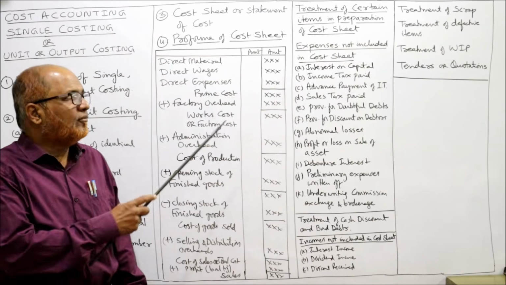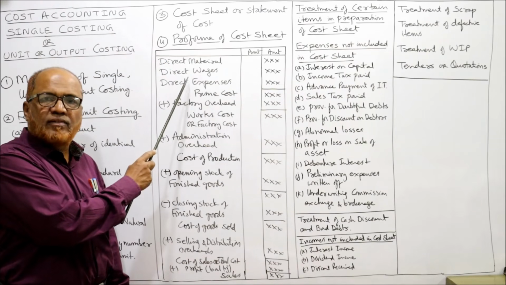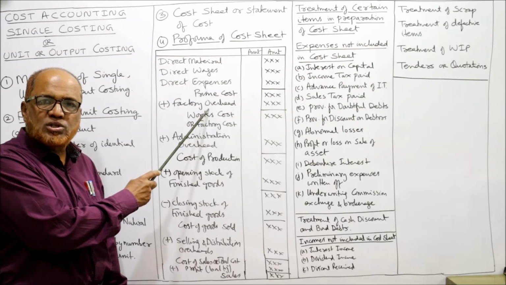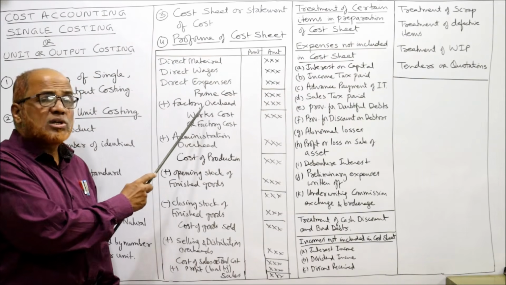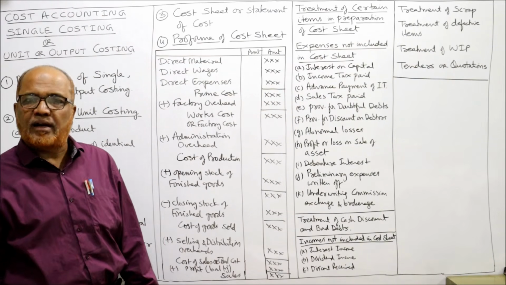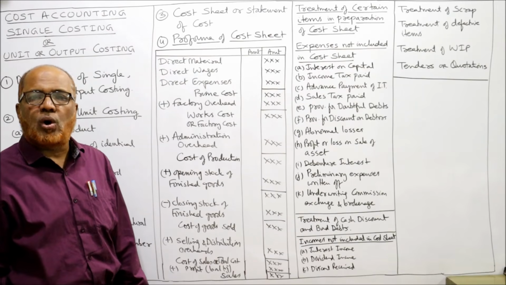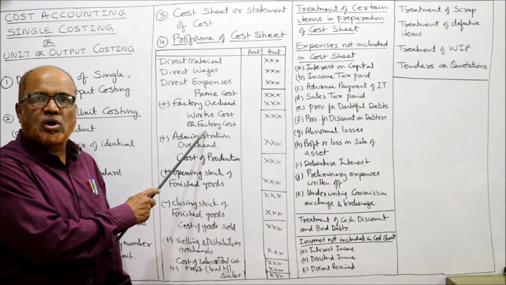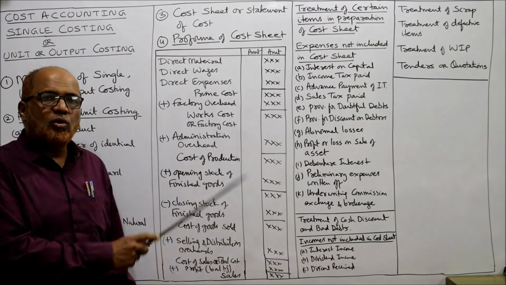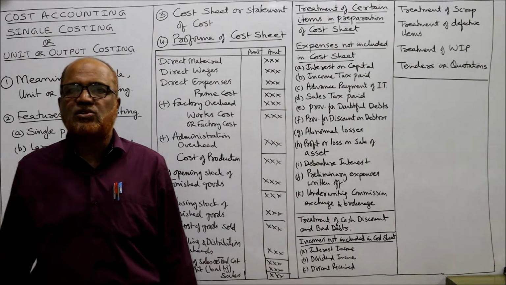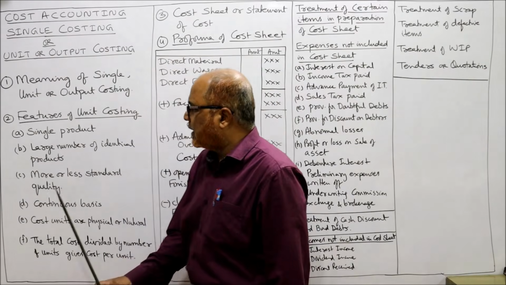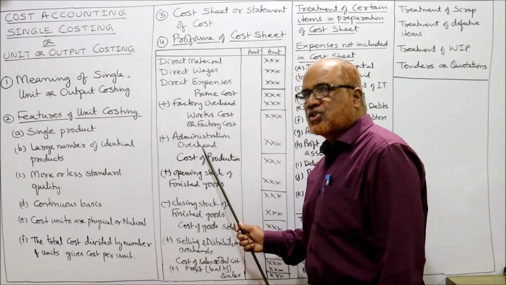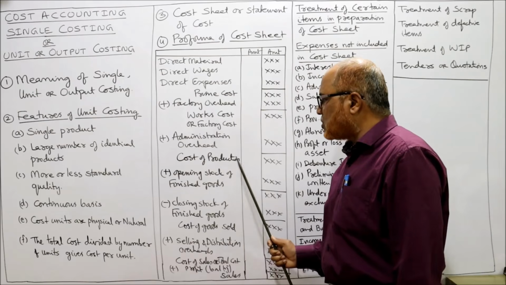So first of all we take direct material, direct wages, direct expense, and we get the prime cost. To prime cost we add factory overhead. The resulting figure is called works cost or factory cost. To works cost or factory cost we add administration overhead. What we get is cost of production.